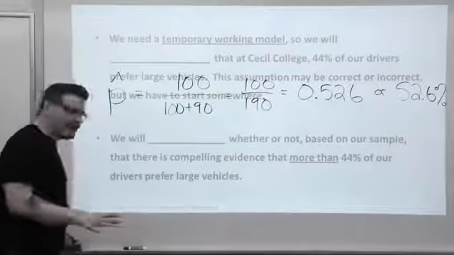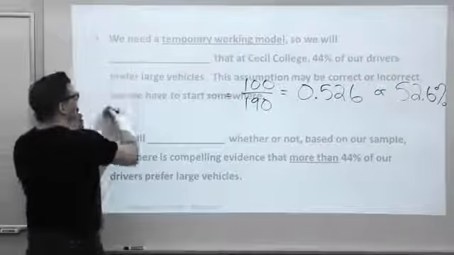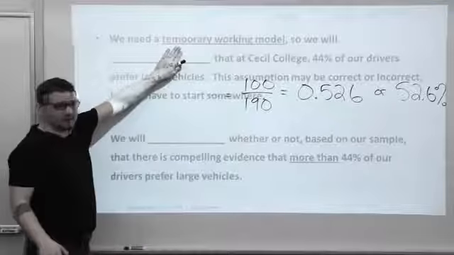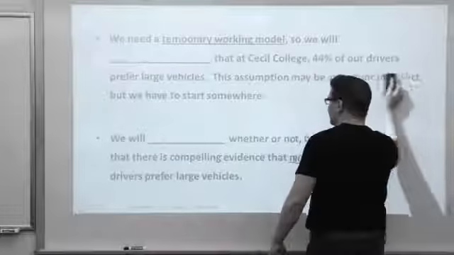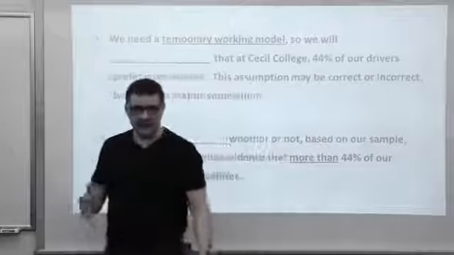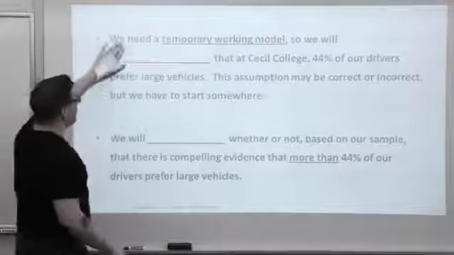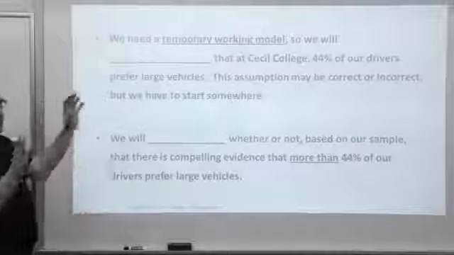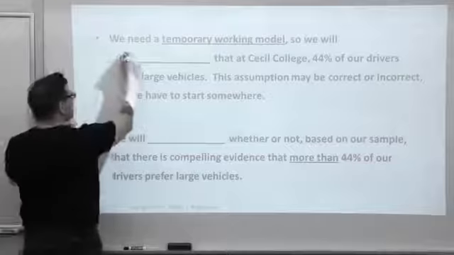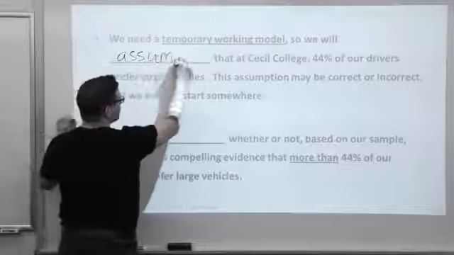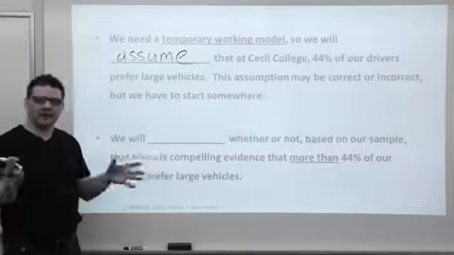All that stuff when we did sampling distributions 2 lessons ago comes into play. We need to build a temporary working model. Whenever you hear model in this class, basically we've got a couple. One of them is linear, but we've sure been talking about normal models for a while, and this is going to be a normal model as well. Bullet point, we need a temporary working model, so what we're going to do is assume at Cecil College 44% of our drivers prefer large vehicles. We need a starting point to cook up the model.